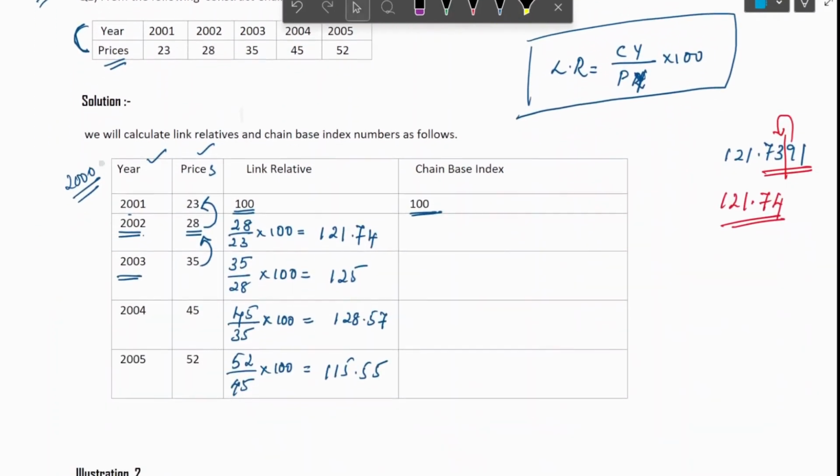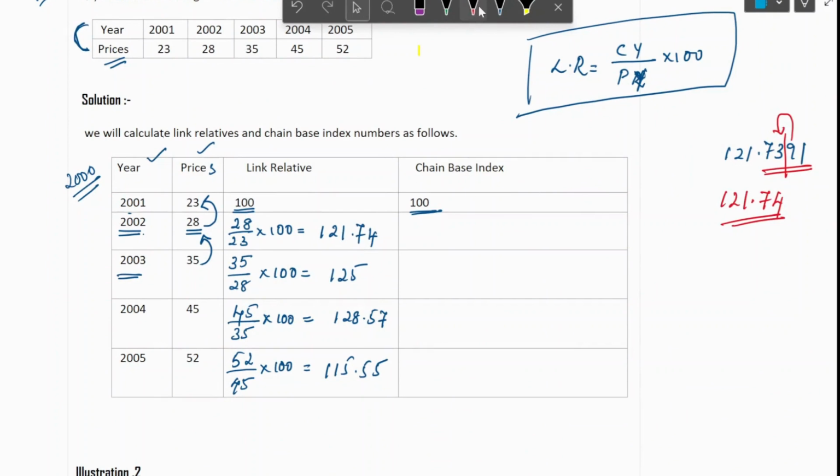Now, we will calculate the last column. Once you finish this column, your answer is ready. Okay. This is the chain base index number of 2001. Now we are going to calculate 2002. What is your chain base index? What is the formula? It is current year link relative into. That means current year link relative. What is the value? That is 121. Therefore, I'm writing here 121.74 into.